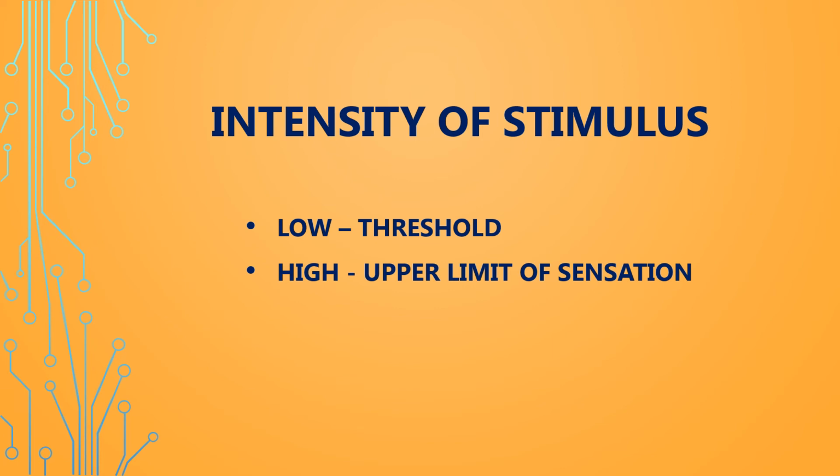For example, a very dazzling light can cause acute pain. Then a deafening sound, a scorching heat, and the biting cold. All these stimulus which are very intense become painful for us. The sensation due to the high intensity of the stimulus becomes painful for us. The point at which the stimuli cause pain is known as the upper limit of sensation.